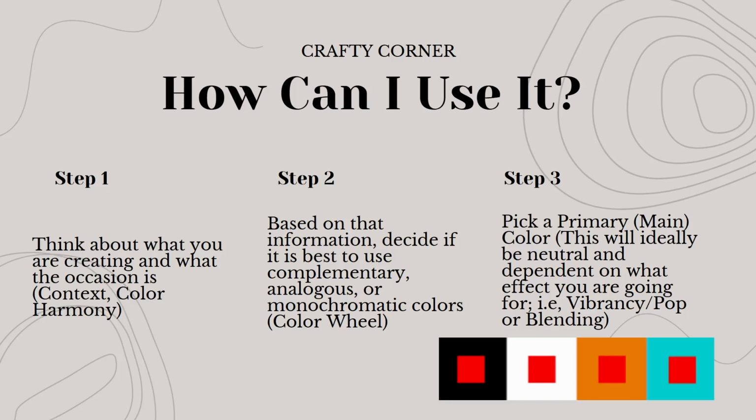And so you're going to pick a primary color. Ideally, this is going to be more on the neutral side, and it's really going to depend on what kind of effect you're going for. So what we talked about in step 1, where are you looking for more vibrancy/pop, or do you want it to be more understated and muted? Common neutral primary colors are going to be black, white, tan, gray. Black and white is going to be more if you want a pop, whereas if you're looking for more of an understated or muted vibe, then you're going to want more of a tan or a gray.